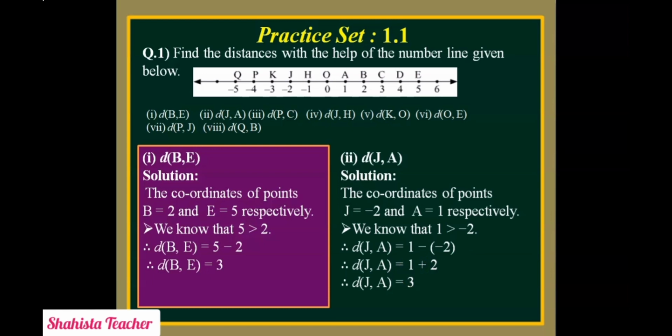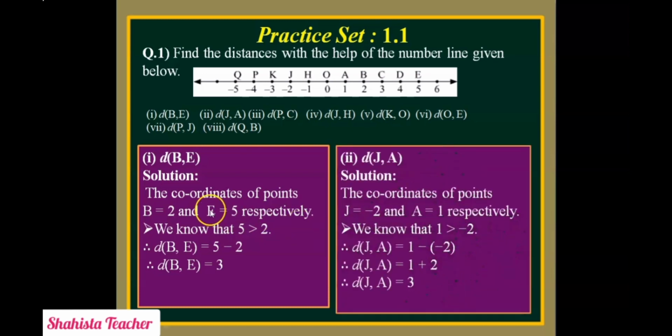Is that clear, students? So here we have finished 2 sub questions. The distance of B comma E is 3, and the distance of J comma A is 3. So sub question 1 and 2 are done. Now, students, let's solve sub question 3, that is the distance of P comma C.